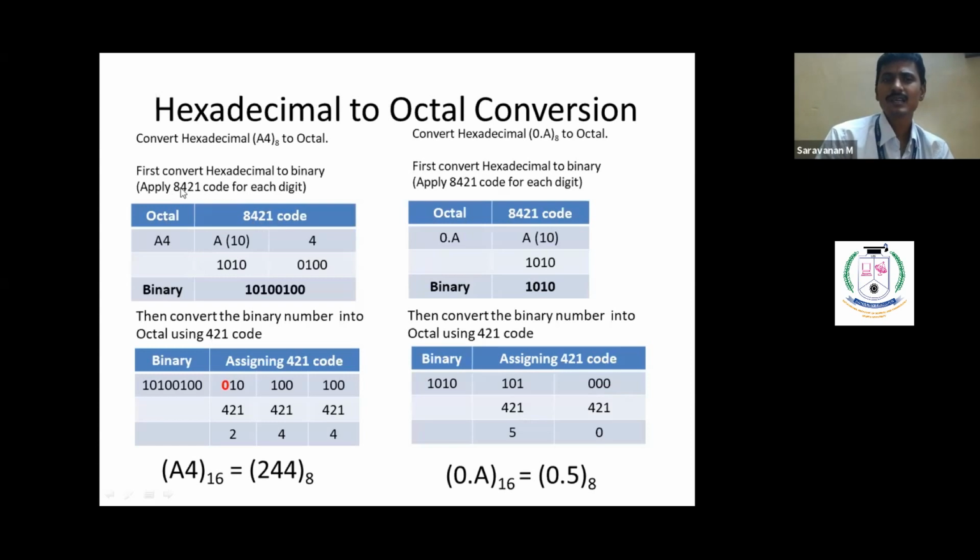Finally, we come to hexa to octal. Take that hexadecimal number, apply 8421 code, convert into binary first. Then apply 421 code to this binary, convert into the corresponding octal. This conversion we have already seen. Take your hexa, apply 8421 code, convert into binary first. Then take this binary, apply 421 code by grouping in threes. Then we get your octal representation. The same way for your decimal portions. If you are very clear with this conversion, whatever the number, whatever the conversion, you can easily solve. So this summarizes all the number conversion systems.